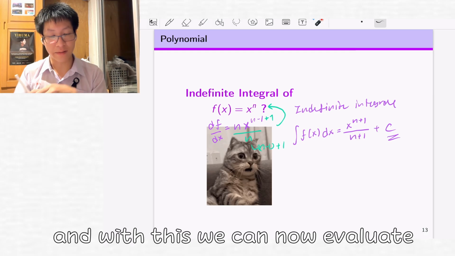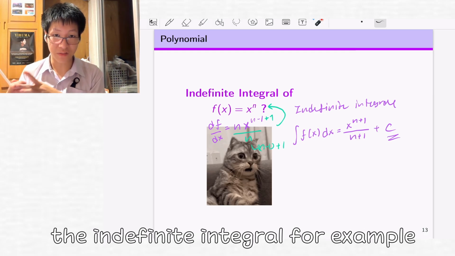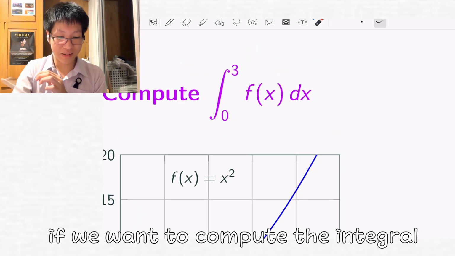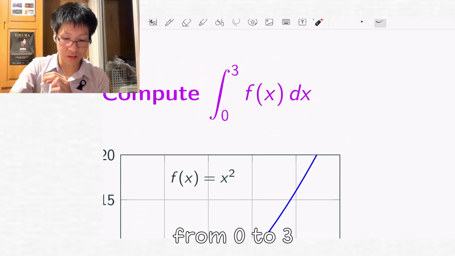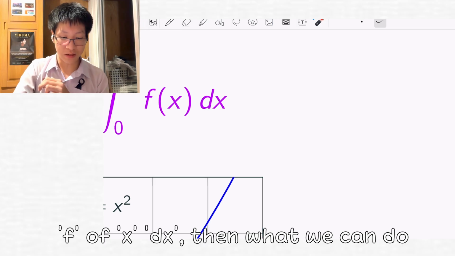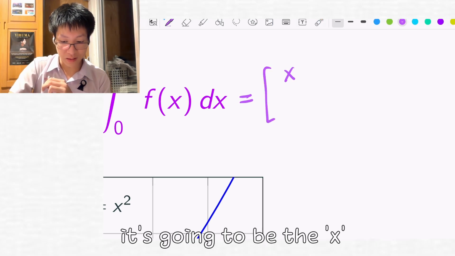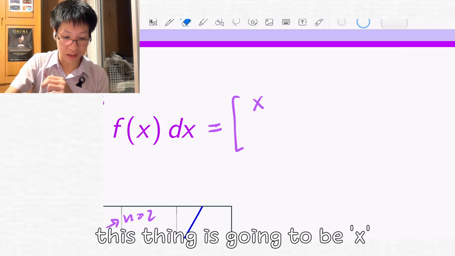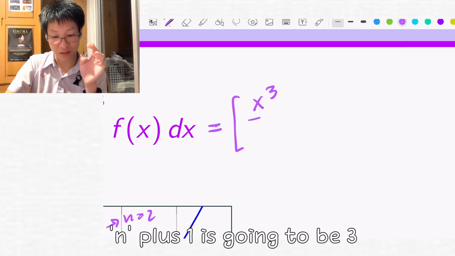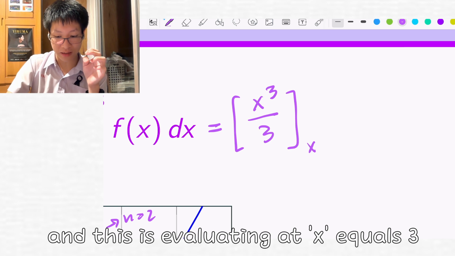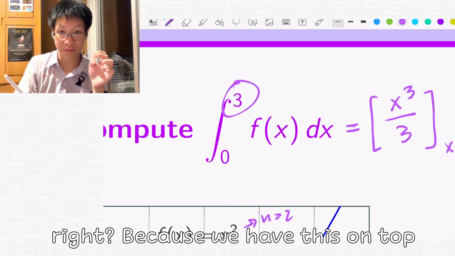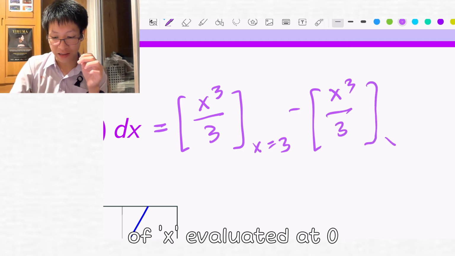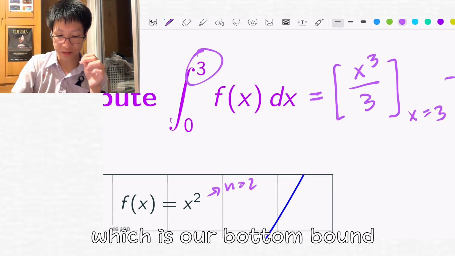With this, we can now evaluate the integral. For example, take the function we're familiar with, x squared. If we want to compute the integral from 0 to 3 of f of x dx, we simply use x to the n plus 1, which in this case is x cubed, divided by 3, evaluated at x equals 3, because that is our top bound, minus x cubed divided by 3 evaluated at 0, which is our bottom bound.